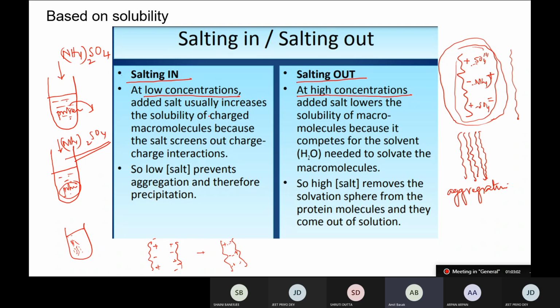Okay. So what ammonium sulfate is doing, it is basically making a screen. It screens out the charge-charge interaction. So this charge-charge interaction cannot take place because you have a screen of ammonium sulfate surrounding this protein molecule. So that actually increases the solubility of the protein. This is basically nothing but saying the same thing. So at low salt concentration, the low salt prevents aggregation and therefore precipitation. On the other hand, when you add a large amount of the solute, that means the salt, what will happen?